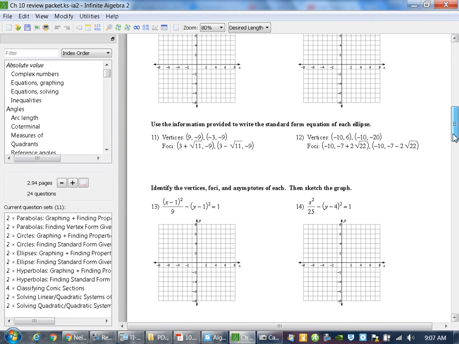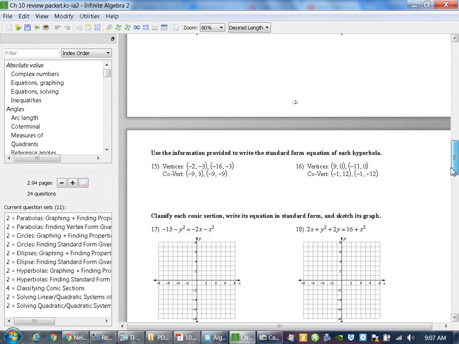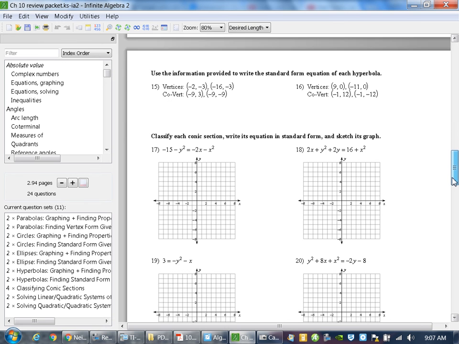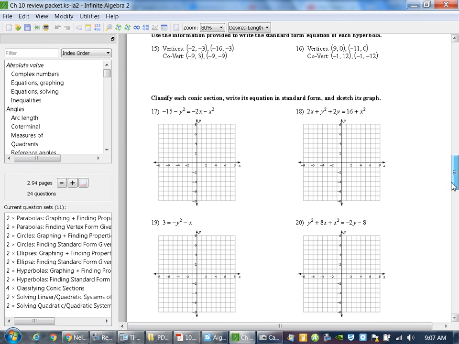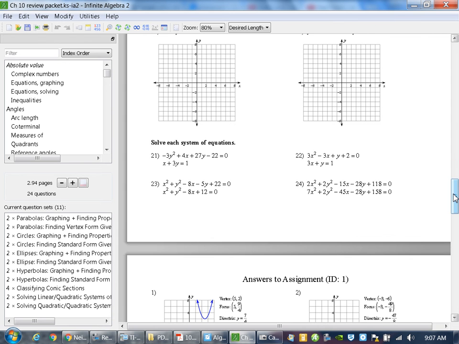Let's see the rest of these things through here. Vertices, blah blah blah. Hyperbola stuff, pretty quick. Identify the conic section, standard form, graph. Fun. The last 4, don't worry about solving systems of equations. You have not done that yet. We'll get to that probably Friday.